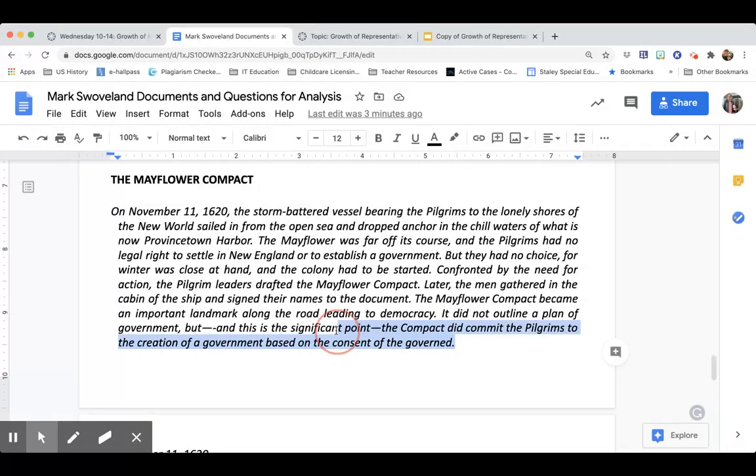Okay, so we know that the really important thing they're talking about is that the compact did commit the pilgrims to the creation of a government based on the consent of the governed. So it means that they are going to create a government that is based on the desire of the people.